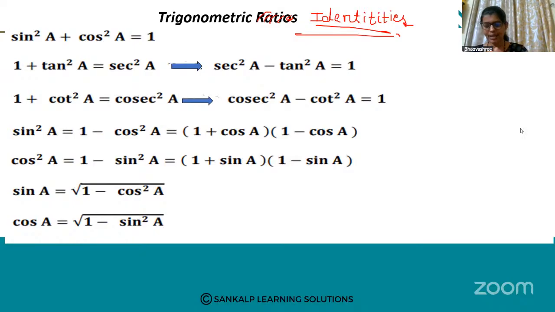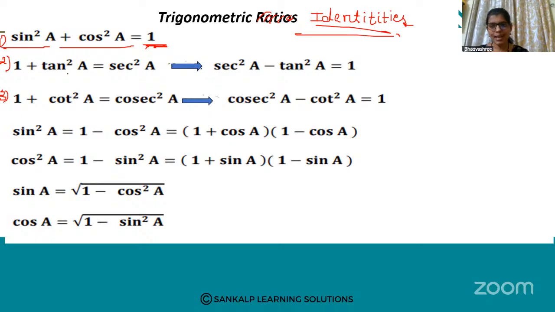So like that, here also we are getting some identities. The important identity is sin square a plus cos square a is equal to 1. If we do sin square a plus cos square a, we will get 1, remember. So these three are very, very important. If we alter them, we will get all the identities. But the main three identities are there.